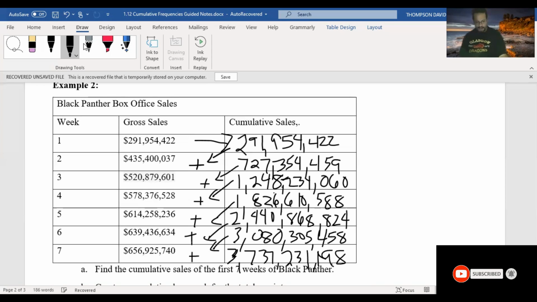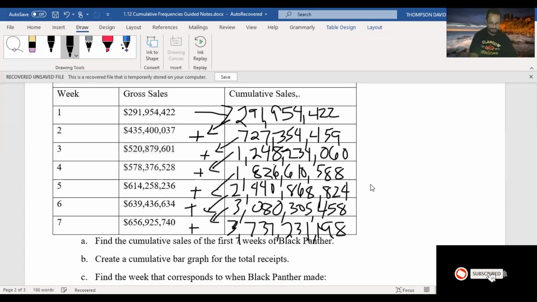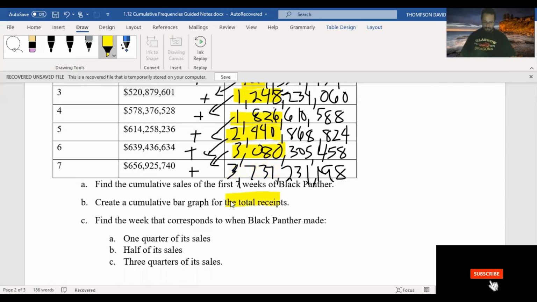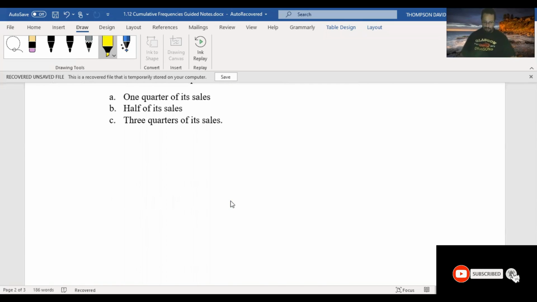Now these are rather large numbers, so it's going to be very tricky to graph these. So what we're going to do is concentrate on everything bigger than millions. It's going to highlight that section. So this one would be 291, 727, 1,248, 1,826, 2,440, 3,080, and 3,737. So we're going to create a cumulative bar graph.